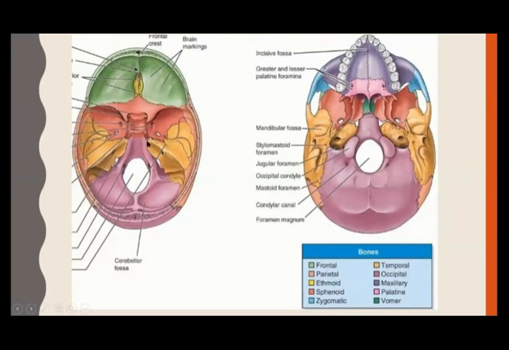Here, the apex of the petrous temporal bone: the opening you see here is the foramen lacerum. This is the foramen lacerum over here. The jugular foramen is here: between the petrous temporal bone and the occipital bone, you have the jugular foramen. Here the jugular foramen would be somewhere over here. Okay. Do I make myself clear?